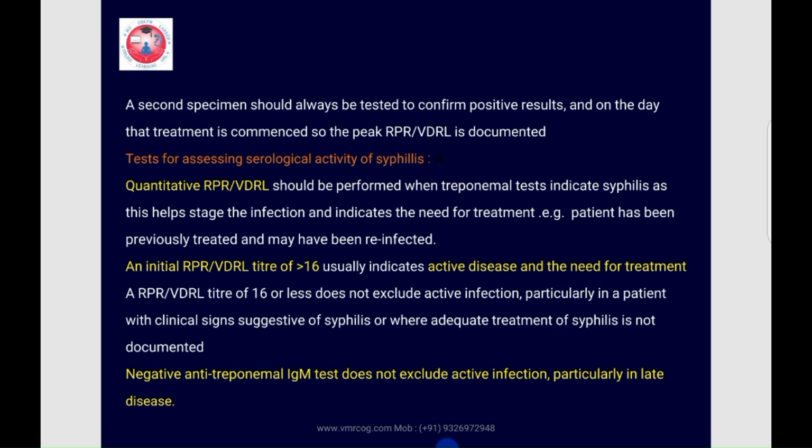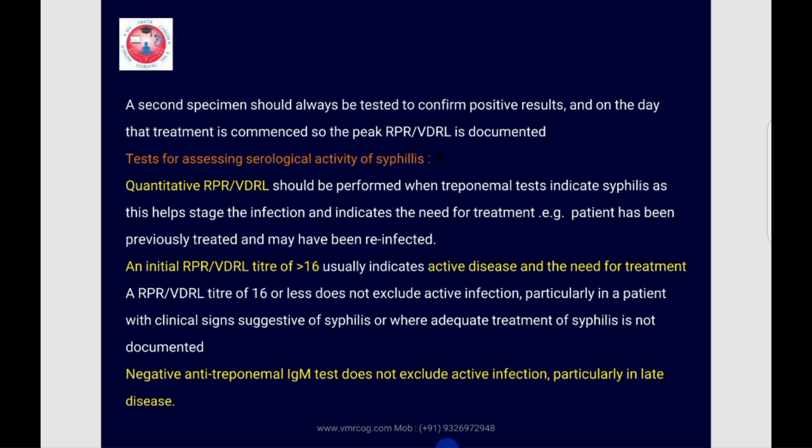Okay. So, an initial RPR or VDRL titer of more than 16 usually indicates that it is an active disease and the need for treatment. So please remember, a significant titer is a VDRL or RPR titer of more than 16, which usually indicates active disease, but the corollary is not true. What does it mean? A VDRL or RPR titer of 16 or less does not exclude active infection, particularly in a patient with clinical signs suggestive of syphilis, or where adequate treatment of syphilis is not documented. So if the VDRL titer is low, that does not mean that there is no active disease. However, if the VDRL or RPR titer is more than 16, that indicates active disease.